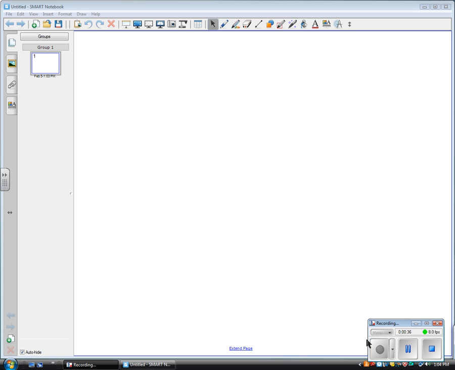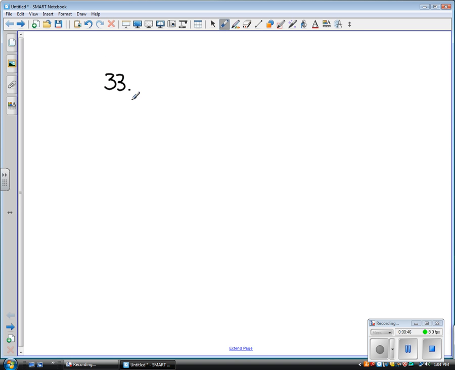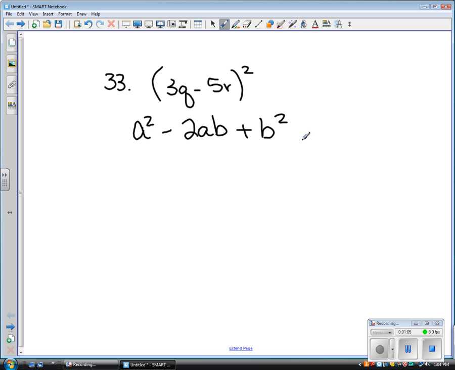Our homework last night. Anybody have a question? 33. We'll start with that one first then. 33 said 3q minus 5r squared, correct? Because it's minus, I'm going to use the formula a squared minus 2ab plus b squared.